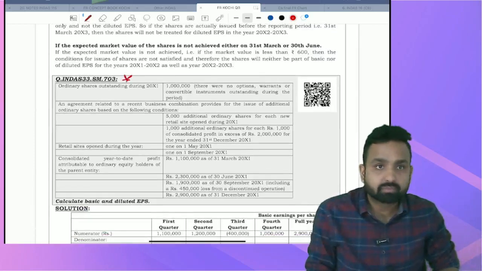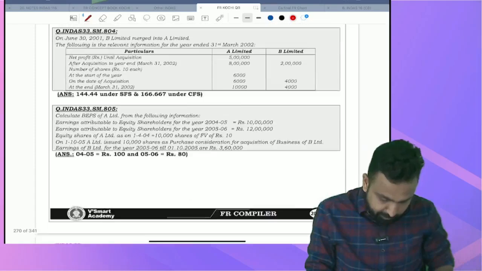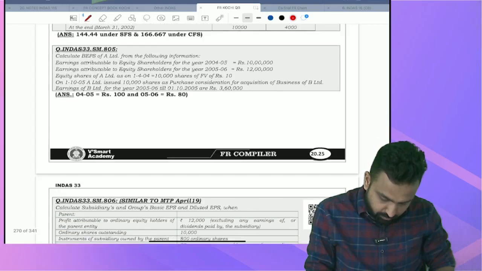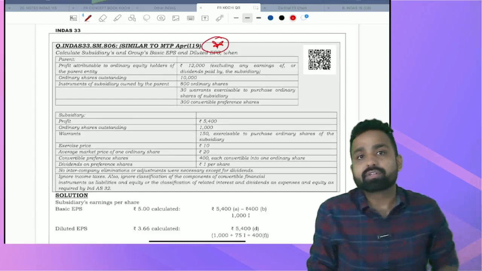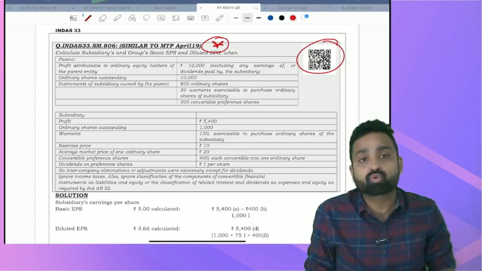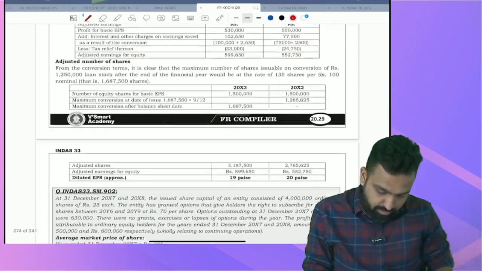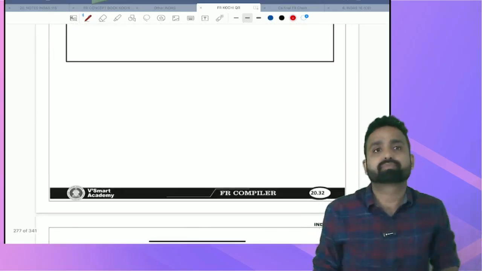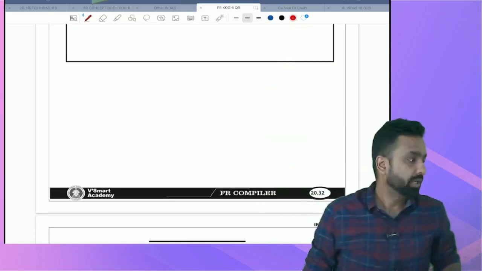703. And 806, guys. 806 is the most important. Refer to the QR code especially. 806 is too much important. That's it. So, Ind AS 33 is over.